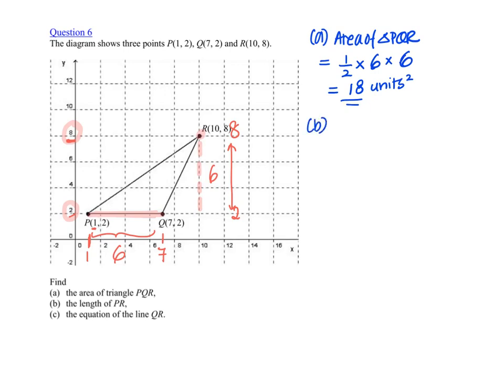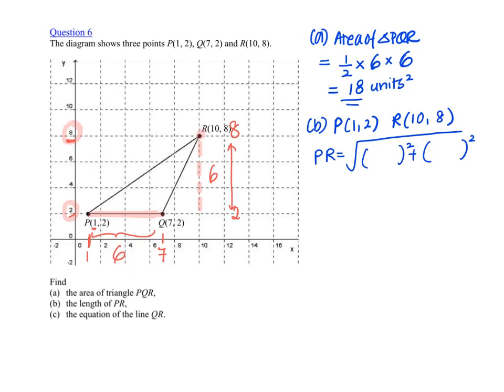Part B, find the length of PR. Before we forget, P is (1, 2). There are too many points here, so I wrote it down to keep myself focused. R is (10, 8). So they want the length of PR. We should use the Pythagoras theorem to help us. Something square plus something square. Then this will be y2 minus y1 square over x2 minus x1 square. So that will give me the number 10.8172568, and then we round off 10.8 to 3 significant figures.